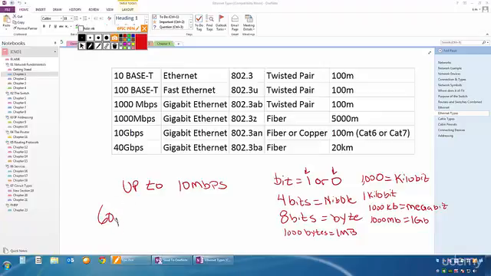I got that all backwards. Give me a second. 60 miles. My brain's not working today.